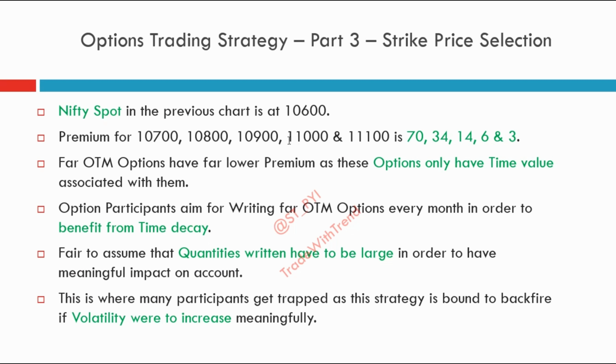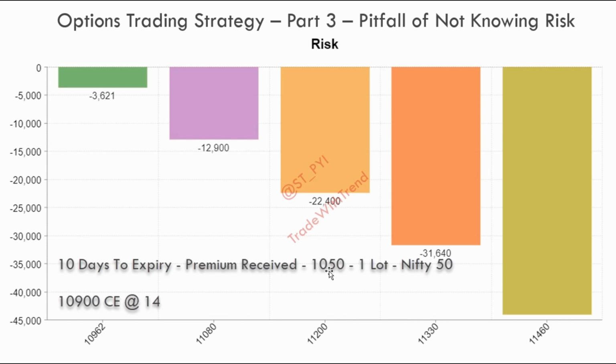What I've done is I've written a 10,900 call option, premium is 14. So 14 multiplied by 75 is 1,050. So with 10 days to expiry, with Nifty at 10,600, with a 10,900 call option at 14 rupee premium, I received 1,050 for one lot. Look what happens.